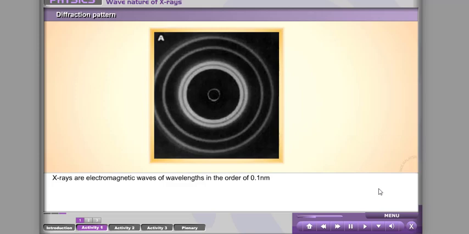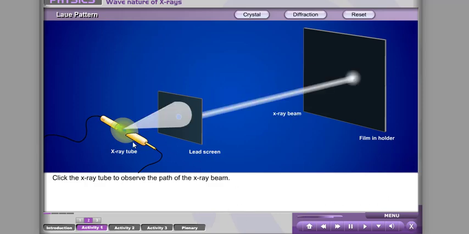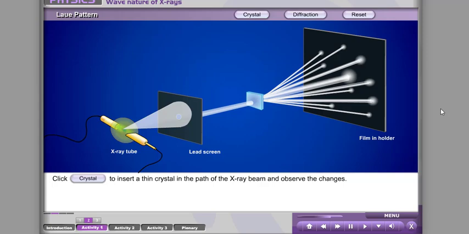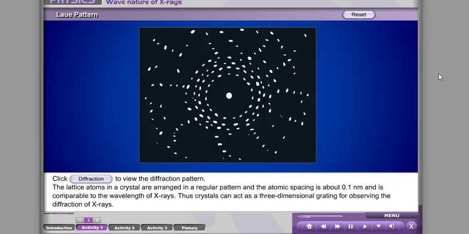X-rays are electromagnetic waves of wavelengths in the order of 0.1 nanometers. Click the X-ray tube to observe the path of the X-ray beam. Click the crystal button to insert a thin crystal in the path of the X-ray beam and observe the changes. Click the diffraction button to view the diffraction pattern.